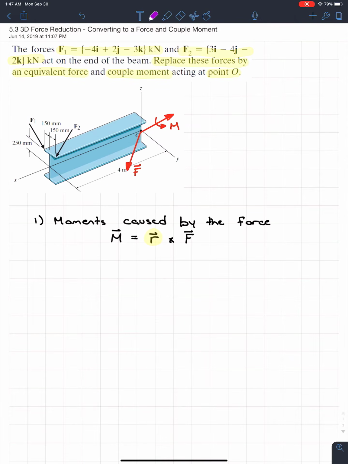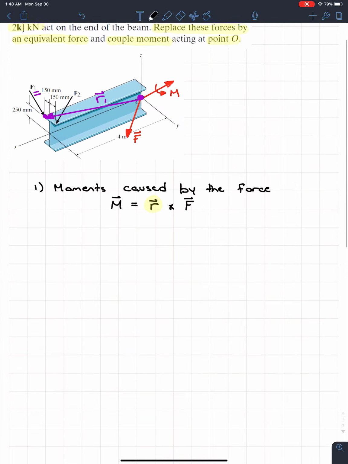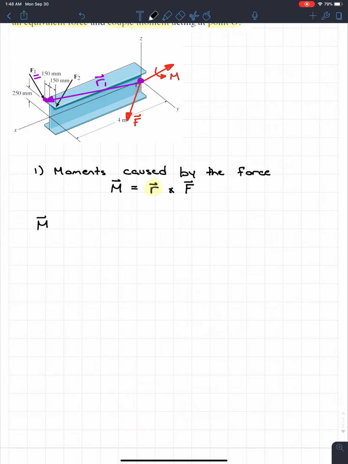So I'll go purple, and we'll start with F1. Why not? Because we'll just go 1, 2, nice and easy. So remember, for a moment, the position vector will start at the point you want to take the moment about. So of course in this point, it's going to be point O, and then it's going to go to a point on the force. So on the force, we know this little point at the end of the beam. So we know that our position vector must look something like this. And then let's just call it position vector 1. F1, R1, why not? So we know from right here that our moment, I'm just going to call it moment 1, is going to be equal to R1 cross F1.